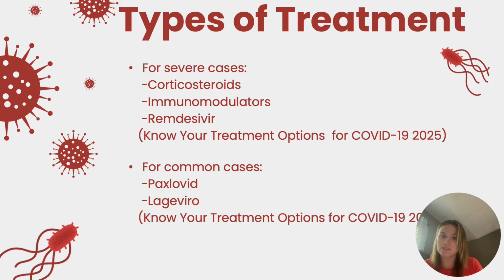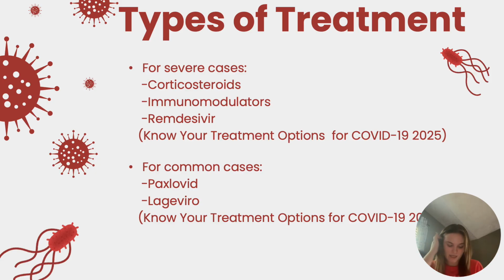The types of treatments: for severe cases, there is corticosteroids, they mimic cortisol, which is a hormone that is naturally produced in the body. There's immunomodulators, which modify the immune system, so they either boost a weak one or they calm an overreactive one. And then remdesivir, which blocks the replication of COVID through serious IV treatments.